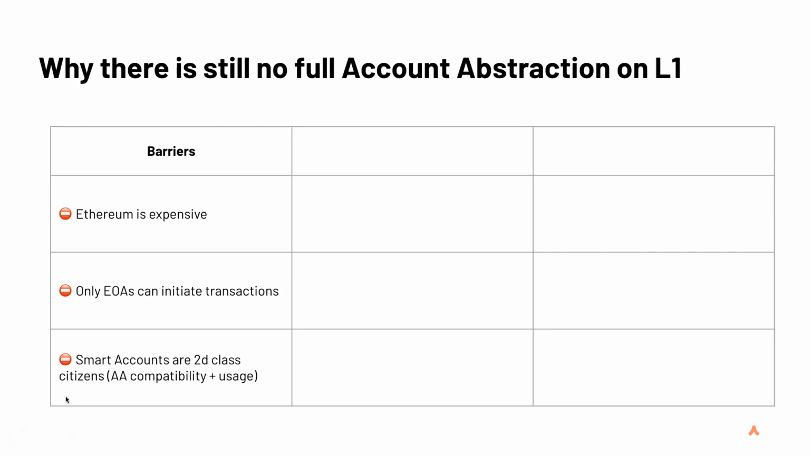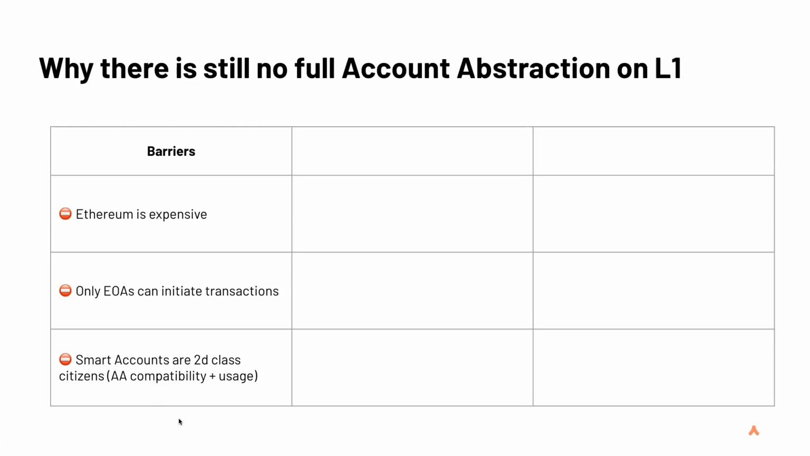So smart accounts are second-class citizens on Ethereum. Why? Because many dApps are still not compatible with account abstraction, and also there is a usage issue, meaning that dApps need to build their UX and their UI for smart accounts, and because the capabilities of smart accounts are different from the capabilities of EOAs, the UI will be different, and so that's a big barrier to adoption.